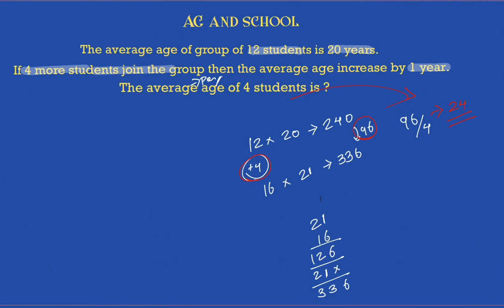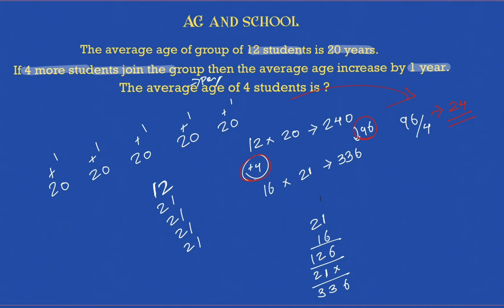How will I solve this by the shortcut? I'll say 12 students are there. Each of the students has 20 as the average age. Now the average increases by 1 year, which means 1 is given to each one of them by the 4 students, which means they gave 12 extra age to the rest of the 12 students. And each one of them added 21 to maintain an average of 21.